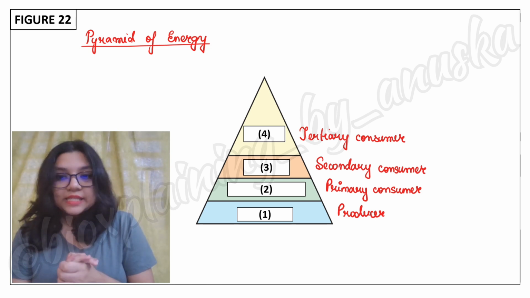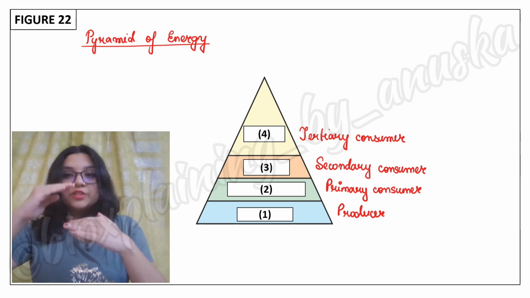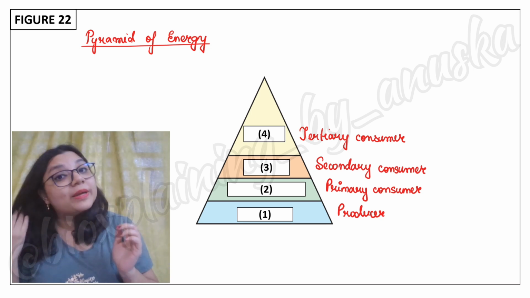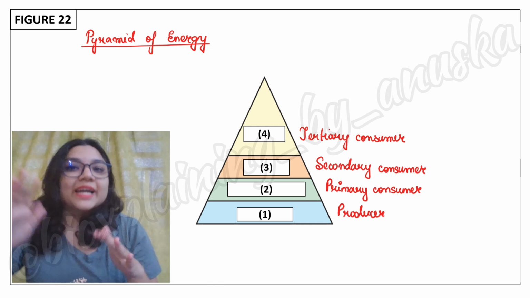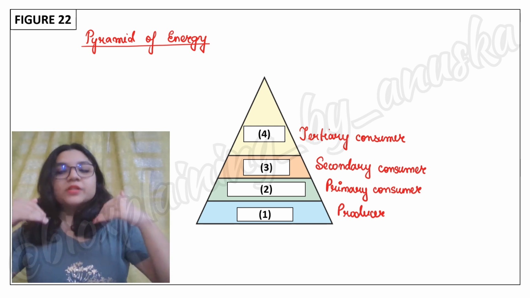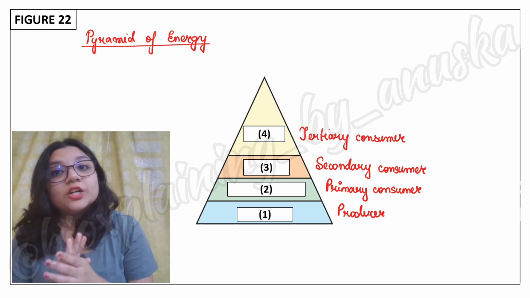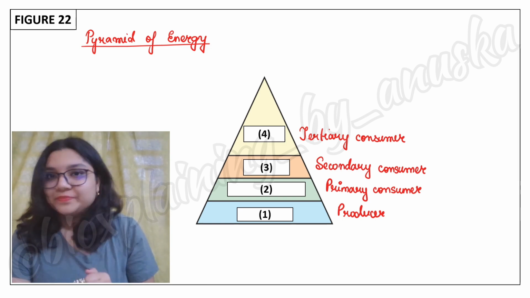So basically it is that producers are the autotrophs. 10% of their energy will go to the primary consumer, who are basically the herbivores. 10% of their energy will go to the secondary consumer, who are basically the carnivores. And 10% of their energy will go to the tertiary consumer, who are basically the top carnivores. Understood?